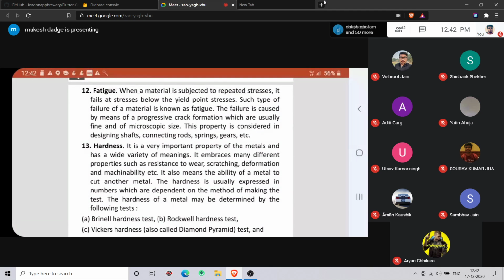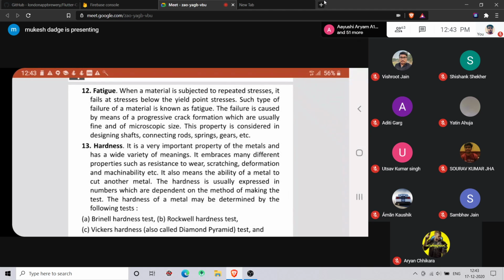Next is fatigue. When a material is subjected to repeated stresses, it fails at a stress below the yield point stress. Such type of failure of a material is known as a fatigue failure. तो repeated cycles है उसमें, right? So below yield point से भी below उसका अगर failure हो जाता है, that is called a fatigue failure.